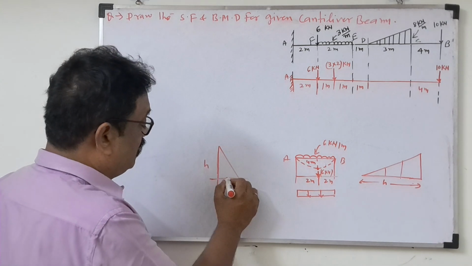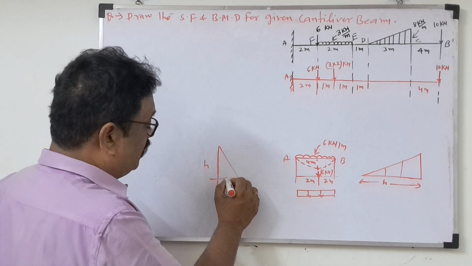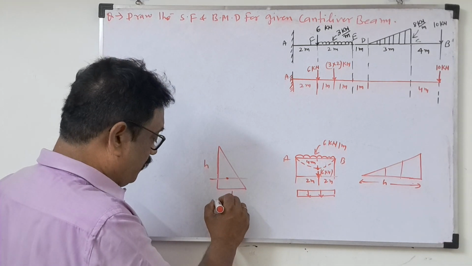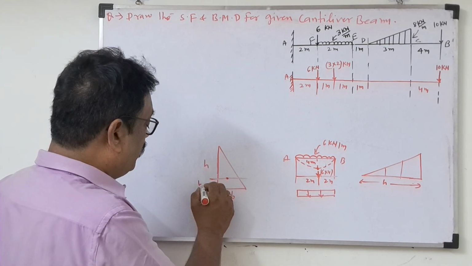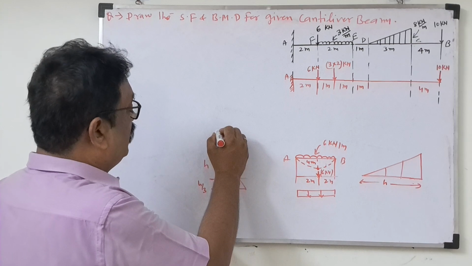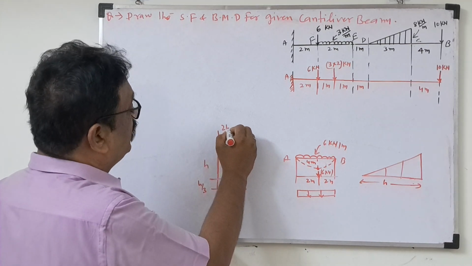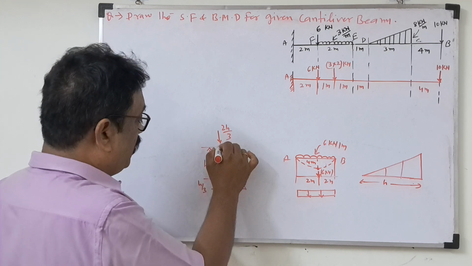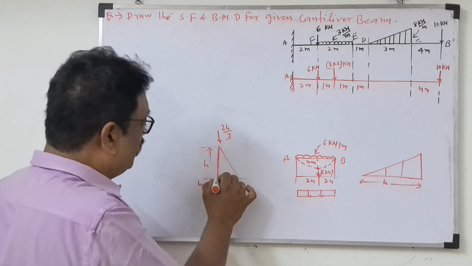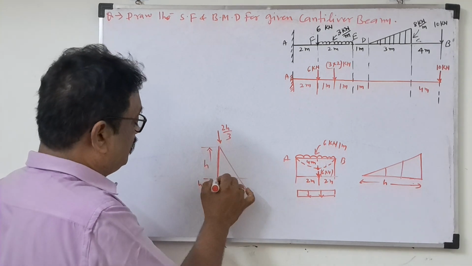Centroidal axis, where is the center of gravity? If we see from the bottom, it will be h by 3 only. If we see from the top, it will come 2h by 3 only. 2h by 3. That means from here to here, if you are traveling, you have to travel 2h by 3 distance.